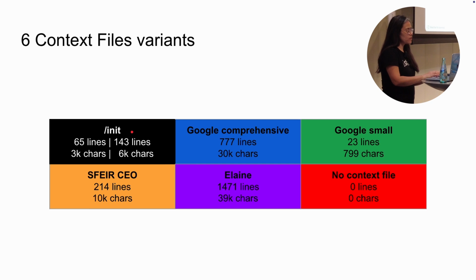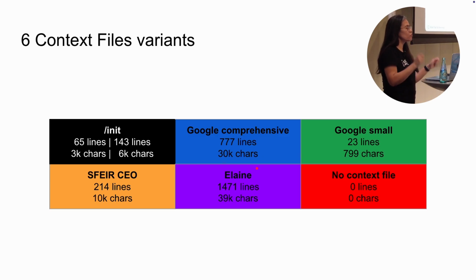One context file created with /init, one from Google, the comprehensive one, a small one from director of Sphere, one from me, and no context file. You can see the number of lines and the number of characters that those files have. So for example, Google one, 700 lines, the comprehensive one, and the small one, only 23 lines.